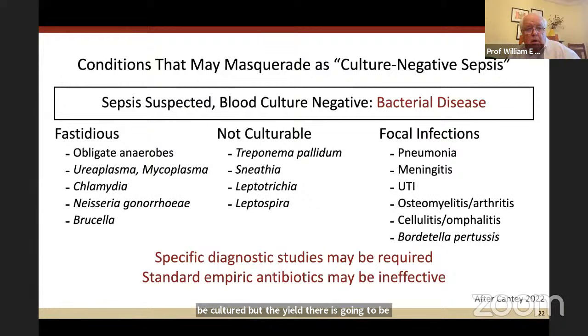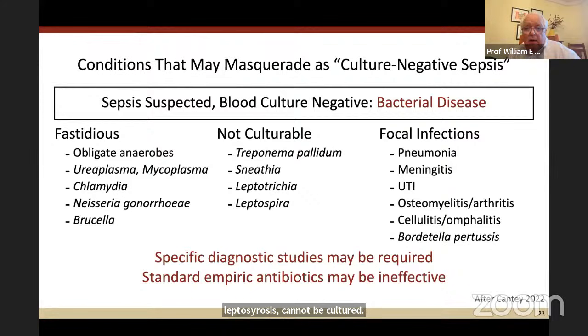Organisms that are simply not culturable include Treponema pallidum. I don't know what's going on in the part of the world where all of you work, but here in California, we are having a resurgence of syphilis and are seeing many more cases of congenital syphilis than we had seen historically. There's been a huge increase in this disease in our population in the last 5 years or so. Unusual organisms, including Sneathia and leptospirosis, cannot be cultured and will not be recovered from the blood culture.